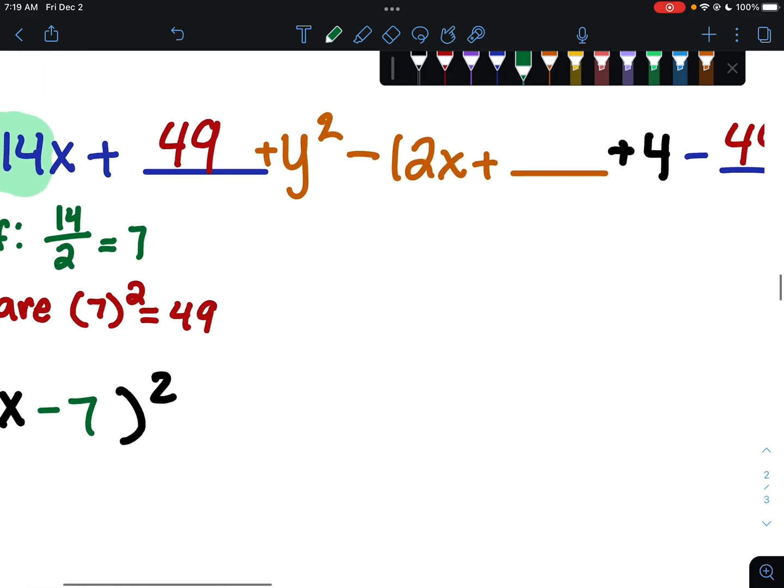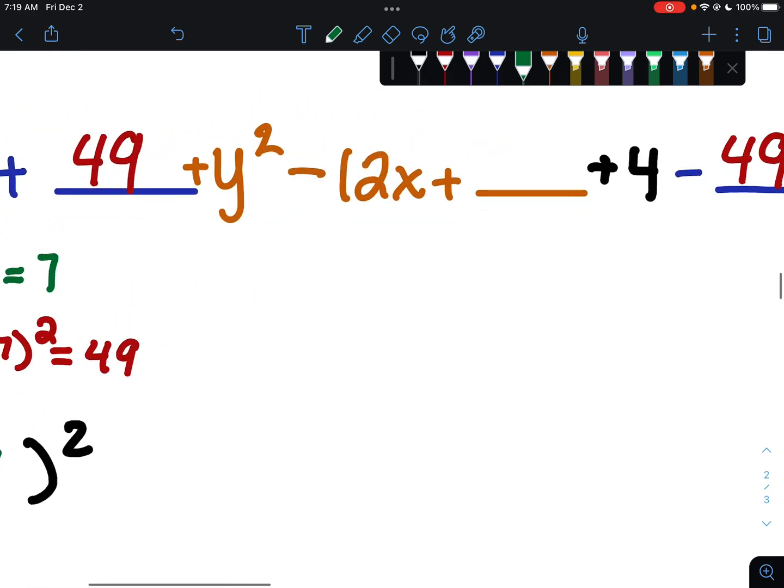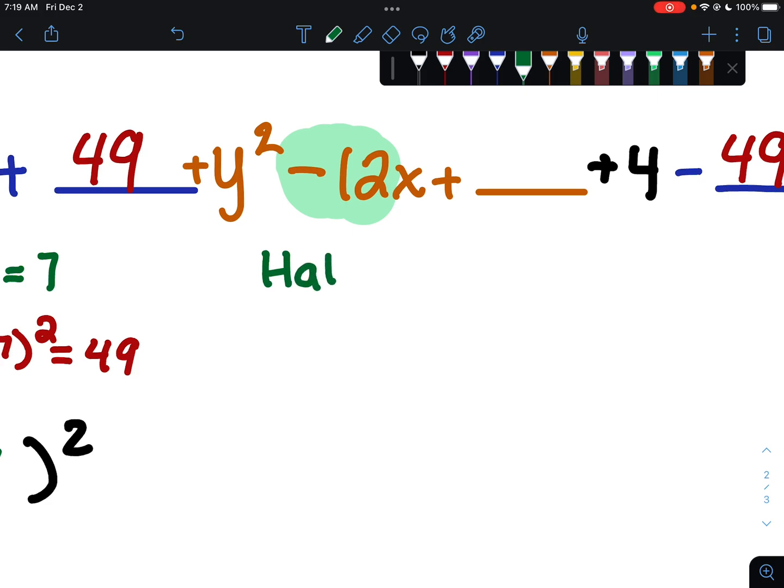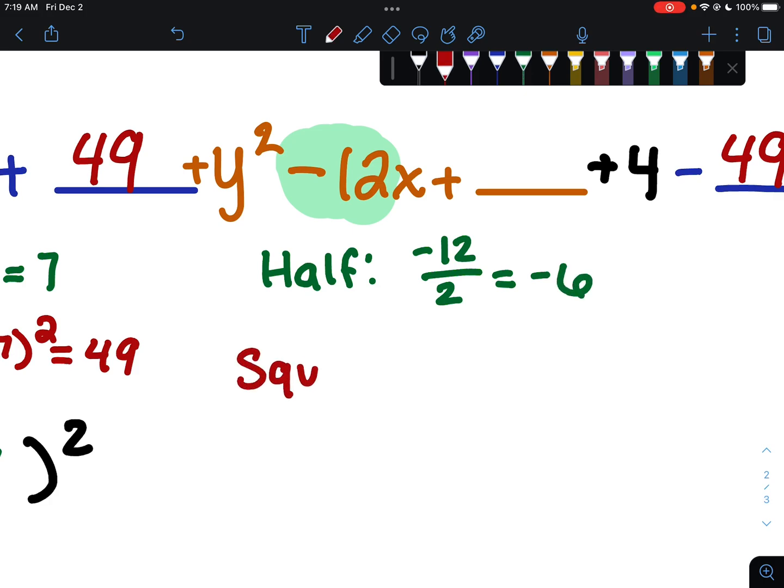Now we're going to repeat that process, but with the y variable. So we're going to take this term right here. We are going to cut it in half. And then we are going to square it.